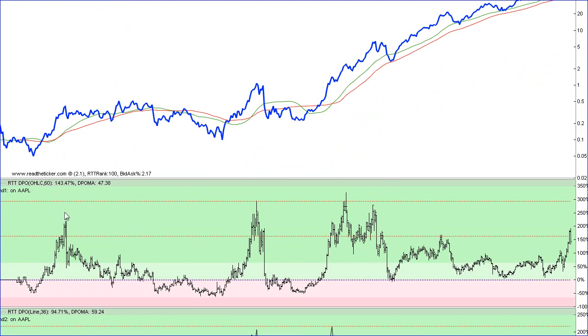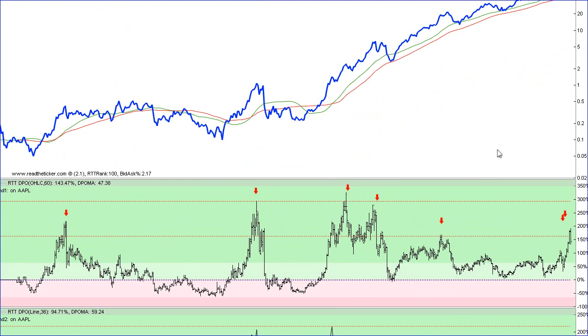So here are the highs over the last 5 years. Okay, and this is the current one. So what we have here is a measurement from the 60 simple moving average, which has been flattened to zero, to how far away price moves away from the 60 MA.